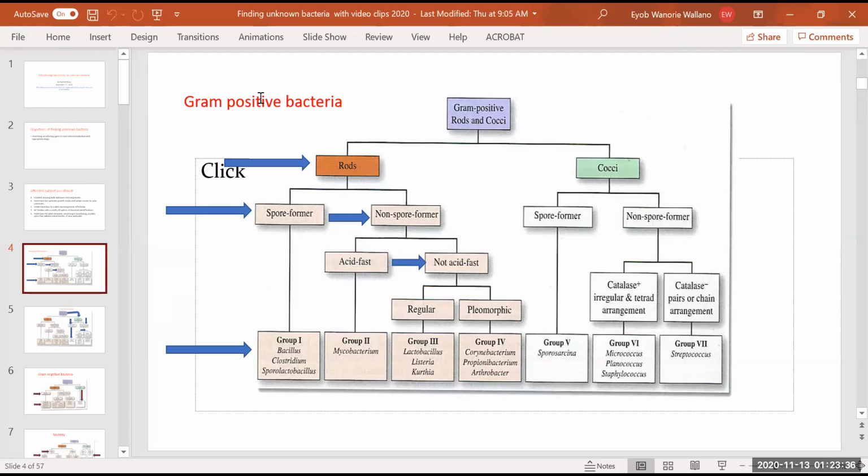Look, very interesting is gram-positive bacteria. They are rods and then cocci. Cocci are oval shaped, rods are spiral shaped. Maybe some of them are rectangular or square shaped. There are certain bacteria like that, and then the others are cocci, circular, oval-shaped bacteria. So in gram-positive, there are rods and then cocci.